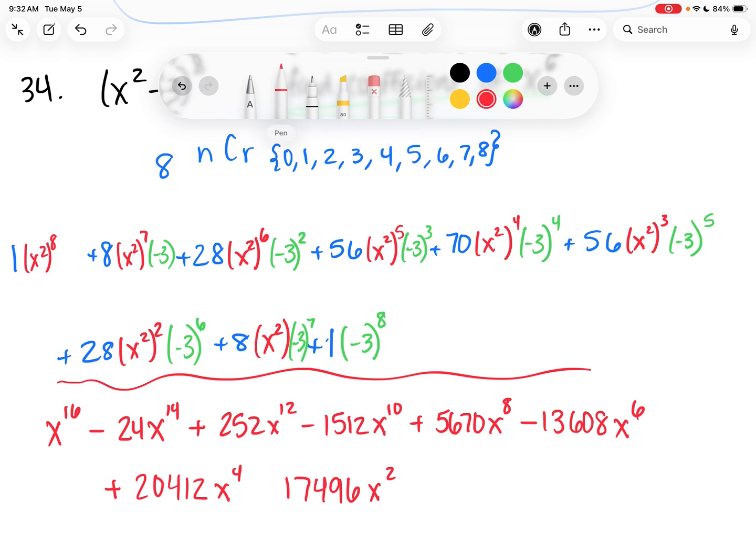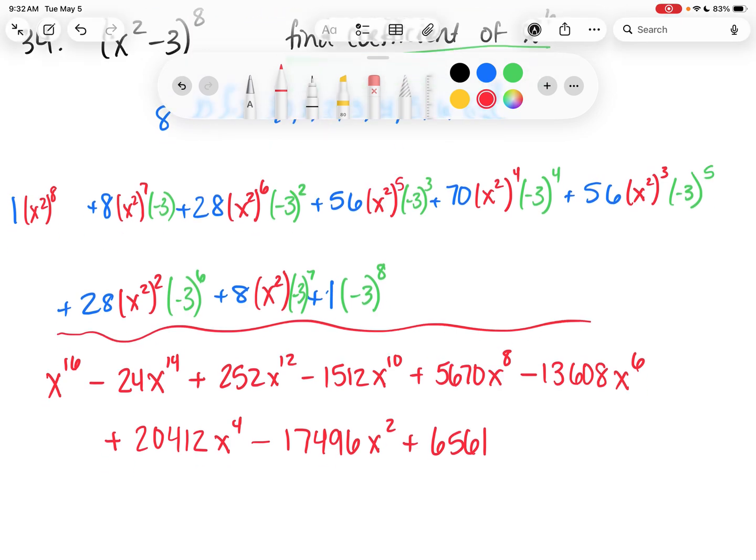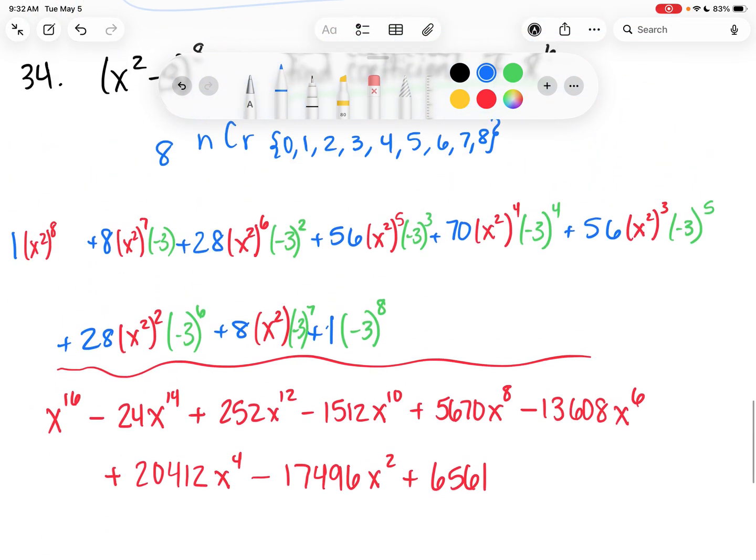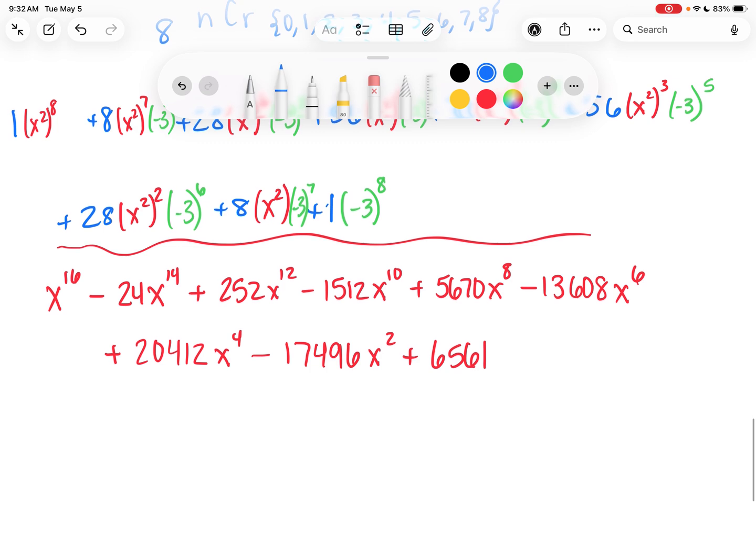Back it up. Minus, plus, minus, plus, minus, plus, minus, plus, minus. Okay, yeah. And then finally, we've got 3 to the 8th, 6,561. So, if it just said to expand, this would be my answer. But it was looking for the x to the 6th term, and it specifically wants the coefficient. So it would be negative 13,608 that would technically be the answer to this question.